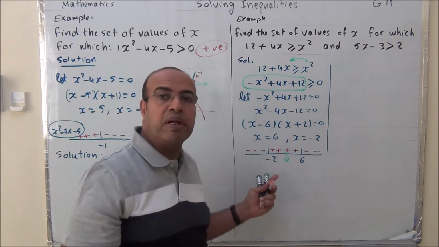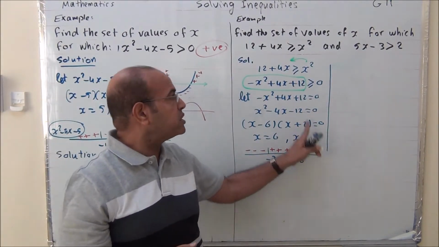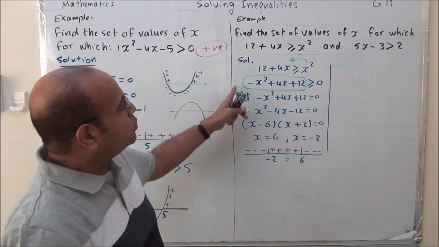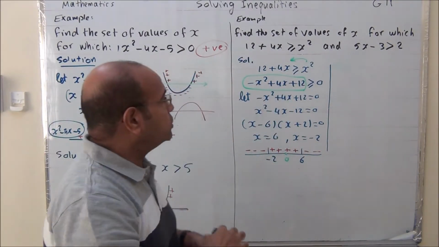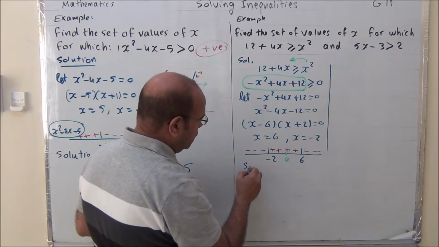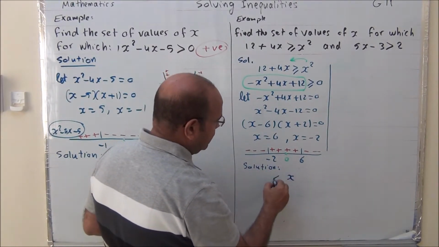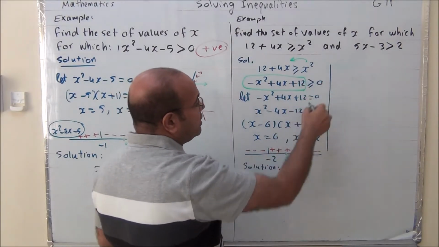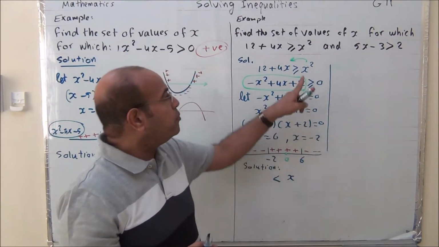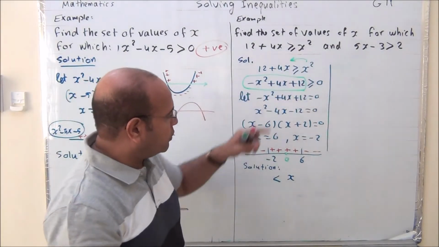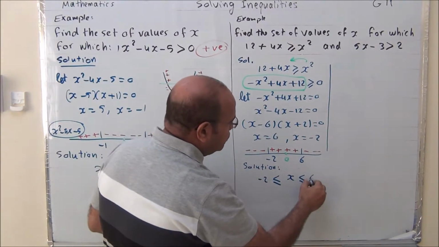Or you can choose a number less than -2, for example -3, and more than 6, for example 7, and do substitution. We need to solve this when that inequality is positive, when x is in between. So the solution of this inequality is x greater than or equal to -2, because we have equals here, so we take the number -2 and 6, and smaller than or equal to 6.